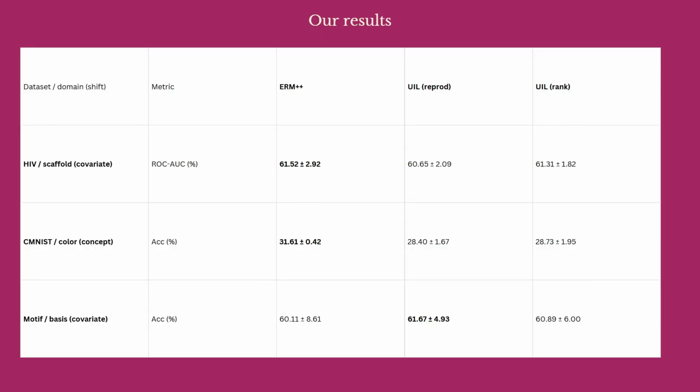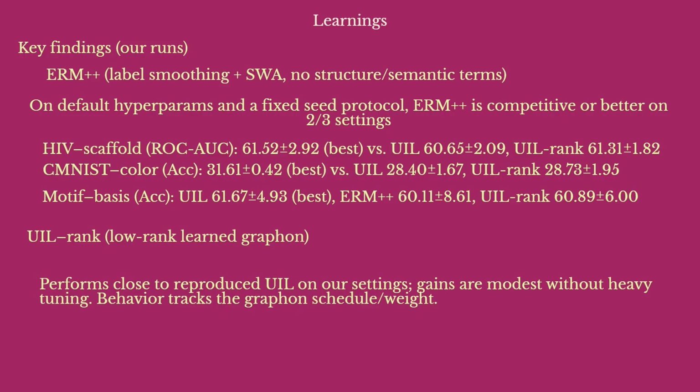ERM++ was stronger by default with label smoothing plus SWA, with no invariance loss. ERM++ is competitive or best in two-thirds of the tasks under our fixed seed, which is the default hyperparameter protocol. The per-task winners were GOOD-HIV scaffold ROC, where ERM++ got 61.52, and GOOD-CMNIST, where ERM++ got 31.61, while in GOOD-Motif, UIL performed best with 61.67.